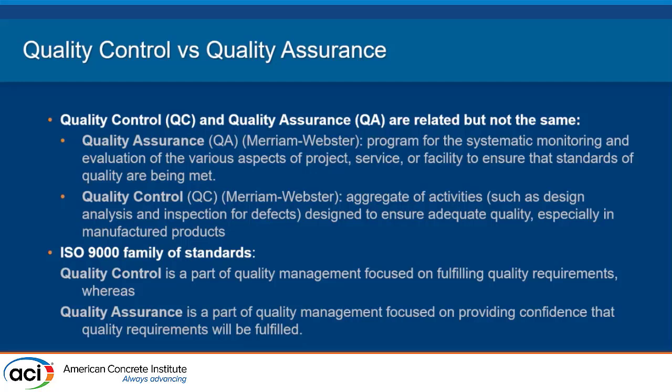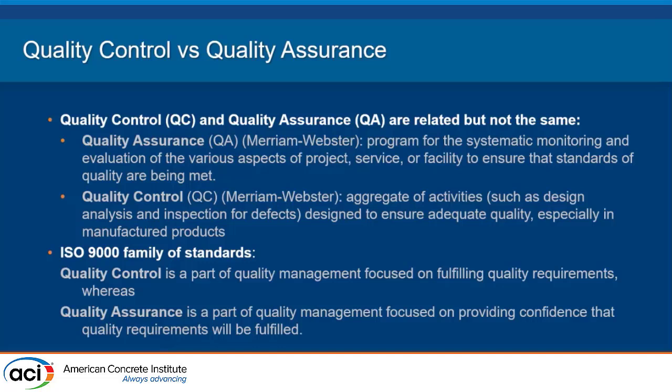So I'm going to go in here now and talk about quality control and quality assurance. I don't love the Webster dictionary for engineers in the modeling. They talk about quality assurance as the program for the systematic monitoring and evaluation of various aspects of a project, service, or facility to ensure that standards of quality are being met. And quality control is that aggregate of activities such as design, analysis, and inspection of defects designed to ensure adequate quality, especially of manufactured products.